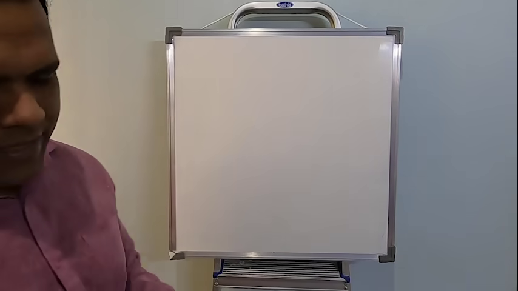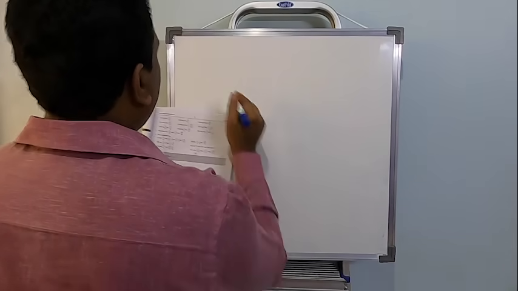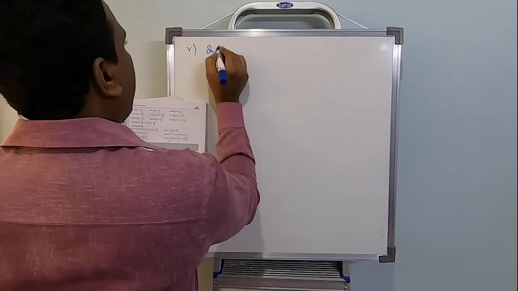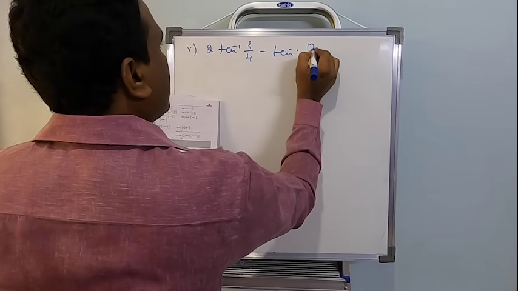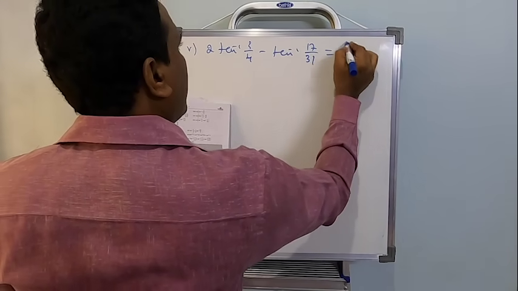Now, the next problem, number 5: 2 tan inverse 3 by 4 minus tan inverse 17 by 31 is equal to pi by 4.